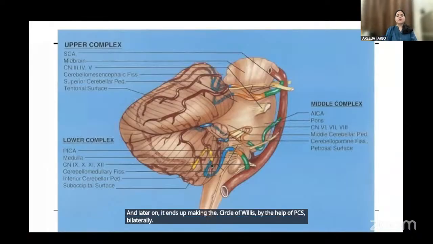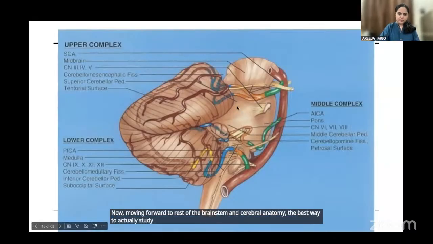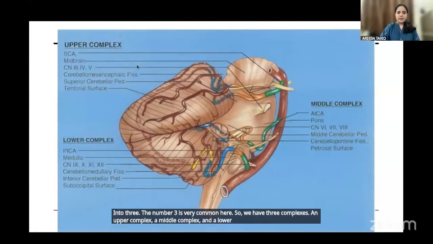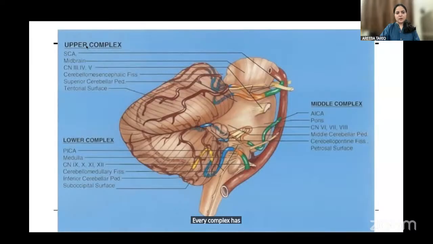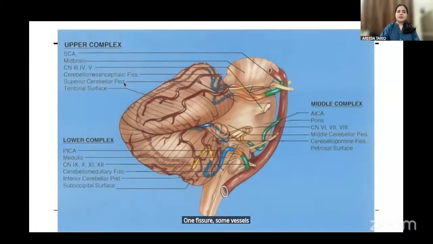Now, moving forward to the rest of the brainstem and cerebellar anatomy, the best way to study the anatomy of the posterior fossa and brainstem is to divide it into complexes, into 3. The number 3 is very common here. So we have 3 complexes: an upper complex, a middle complex, and a lower complex. Every complex has one artery, one part of the brainstem that it's going to supply, a part of the cerebellar surface that it's going to supply, one fissure, some vessels, cranial nerves, and a peduncle.